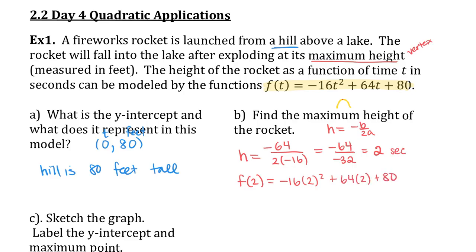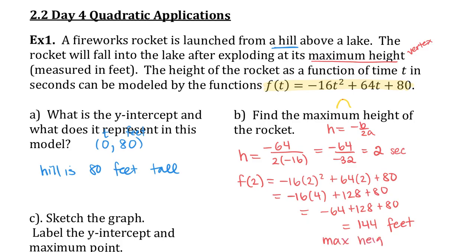Okay, and if you want to use a calculator for these, you're welcome to, but still follow your order of operations. 2 squared is 4. Okay, what is that? 64 plus 80, so 144. So at 2 seconds, this is 144 what? Feet. So the max height is 144 feet.